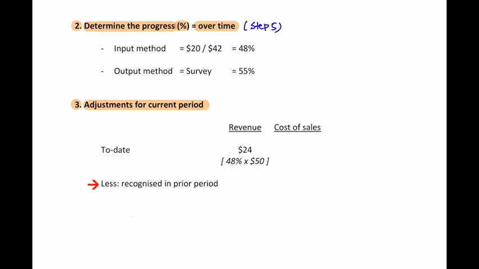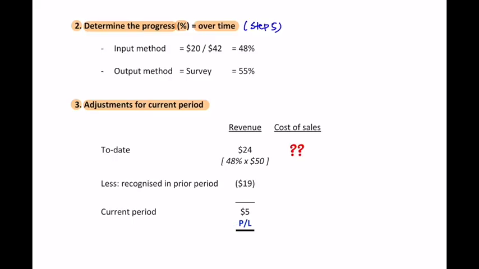Next, we have to less whatever we recognized in prior period, if any. In this case, assuming we started to recognize revenue since last accounting period, $19. Cumulatively is 24, minus whatever we recognized in prior year. In the current year, we should report a revenue of $5 in the profit and loss.